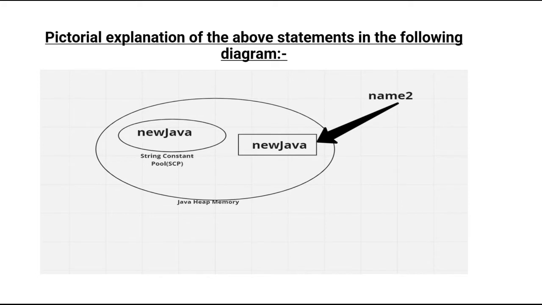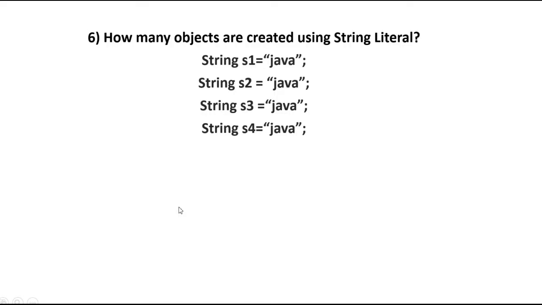Let's understand through the diagram. This is the heap memory. First, it will create "new Java" in the string constant pool. Before creating that value in the string constant pool, the JVM will check if that value already exists or not. If not, it will create the object. Otherwise, it will just give the reference of that value. And another object is created inside the heap, not inside the string constant pool. So there are two objects created here.